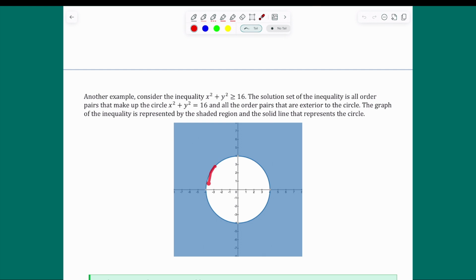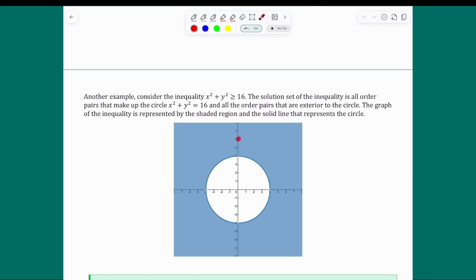Okay, so any point on the circle itself, and I can't for some reason draw a circle correctly here, this is the circle x squared plus y squared equal to 16. Any point on there, when you plug into the equation x and y, you get x squared plus y squared equal to 16. And therefore 16 is greater than or equal to 16, and that's a true statement. So any point on the circle is a solution. Likewise, any ordered pair that's in the shaded region will also satisfy that.